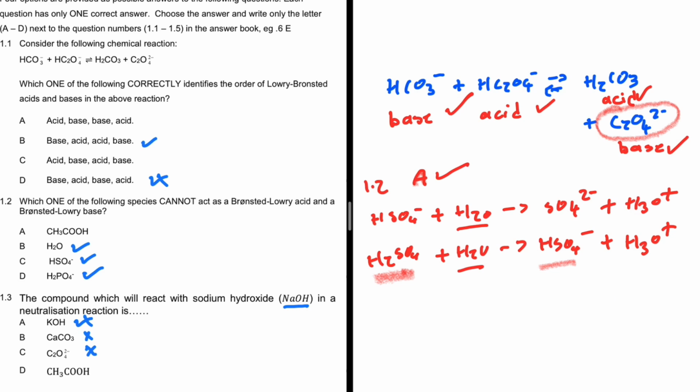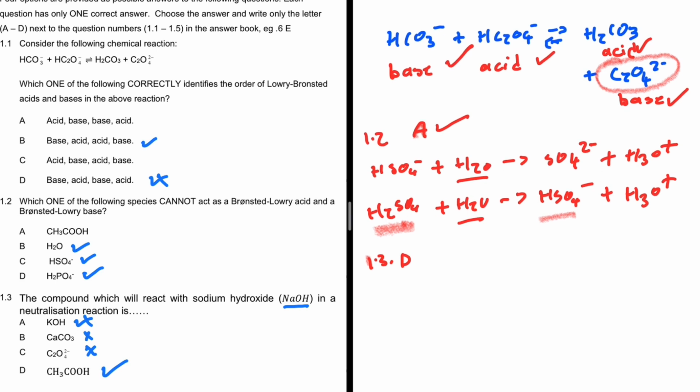1.3, we have ethanoic acid. So this is our answer. The answer to question 1.3 is A. Not A, but D. It's D. It is ethanoic acid because we have a base in NaOH, and then we have an acid in CH3COOH. So clearly, this is going to be a neutralization reaction because it is a reaction between an acid and a base. Right, that is 1.3.